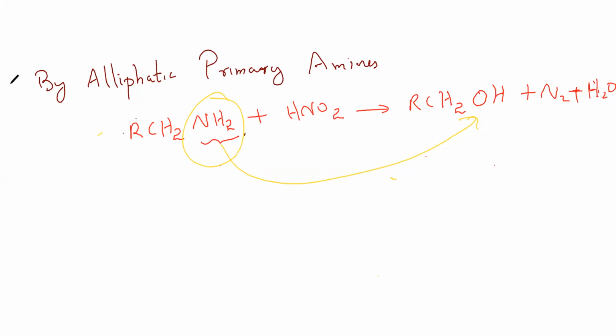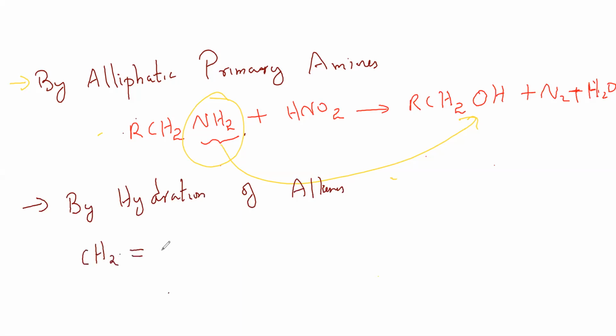Next thing, this is by the first method. Second method, by hydration of alkenes. So I have to just write an alkene here. CH2 double bond CH, and I'll put an alkyl group R. Plus I'll treat with H2SO4. And everything is heated, delta, with respect to water.